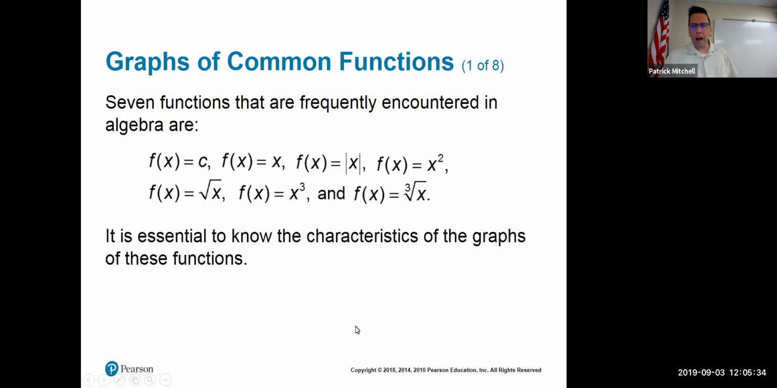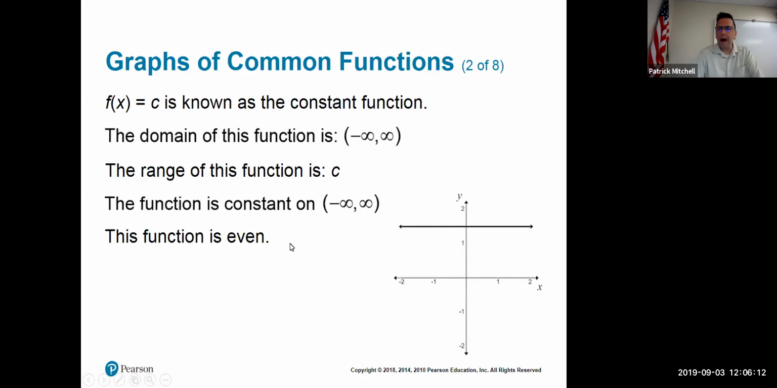Okay, so starting with the common functions, these are functions that you encounter pretty often. So we're going to go over each of these. I actually have most of these built into an activity that we're going to do. The first two functions that you see listed here, I did not incorporate into the activity. I thought we could just start off by looking at those. But then I believe all the rest of these functions, starting with f of x equals the absolute value of x, you'll see those in the activity.